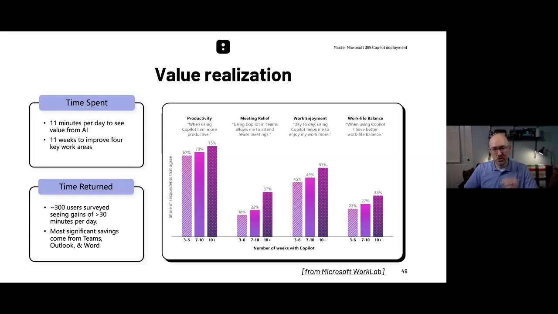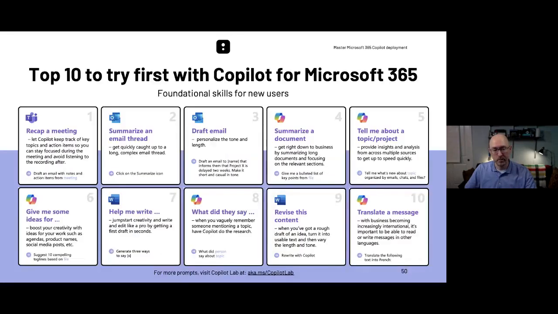And then you're going to start streamlining, and you're going to start seeing time returned to your teammates and your workforce that they can use for critical thinking and deep thinking activities. The Work Lab document is great. It's going to be linked in the PowerPoint. And then lastly, there is a top 10 of things that you should try with Copilot as you're getting started. This is a great resource for some entry-level prompts, some things to think about.